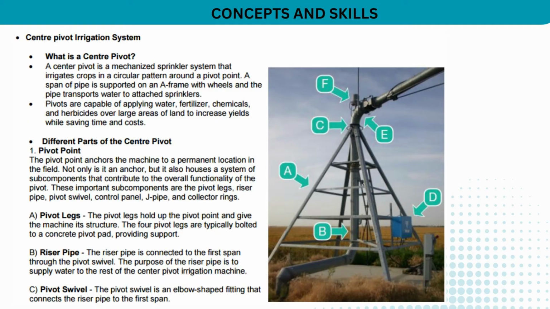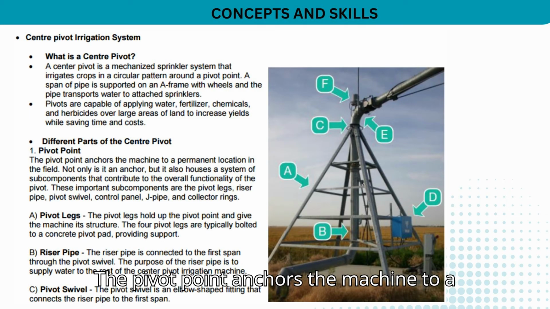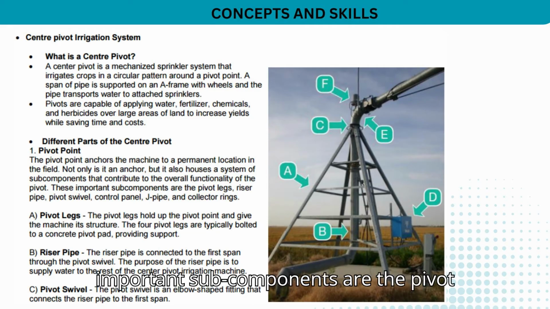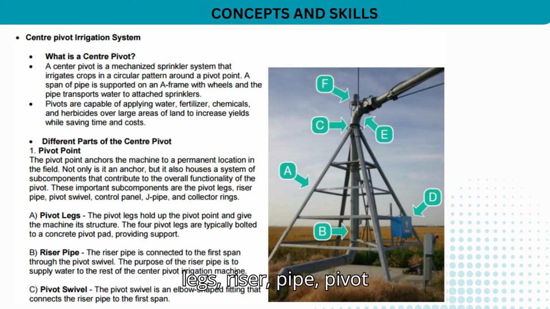1. Pivot point. The pivot point anchors the machine to a permanent location in the field. Not only is it an anchor, but it also houses a system of subcomponents that contribute to the overall functionality of the pivot. These important subcomponents are the pivot legs, riser pipe, pivot swivel, control panel, J-pipe, and collector rings.